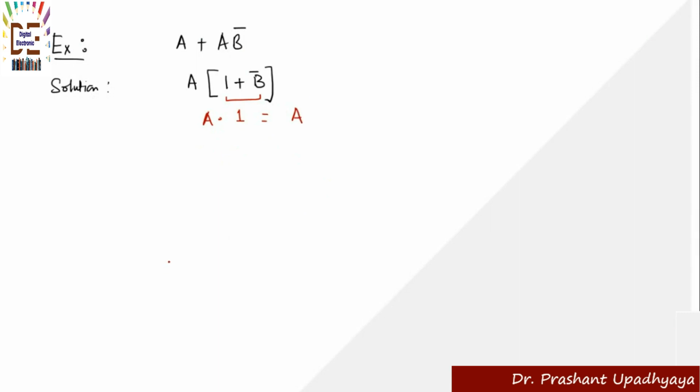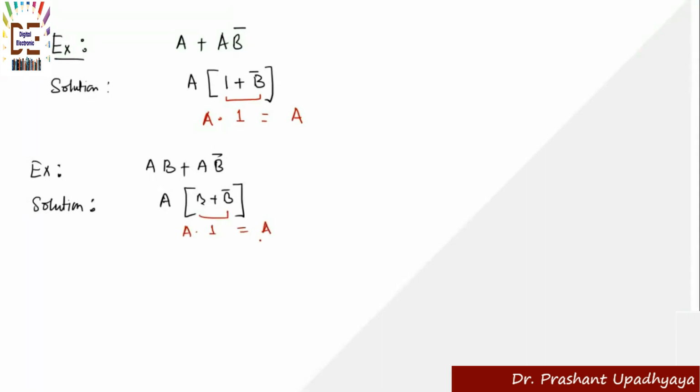Let me take another example. Let's say I have ab plus ab bar. What will be the answer? Just do it and tell me the answer. Again we have to follow the same logic: we take a common, and we get a times b plus b bar. So what is b plus b bar? B plus b bar is your 1. So this will be a times 1, and again you will be getting a.